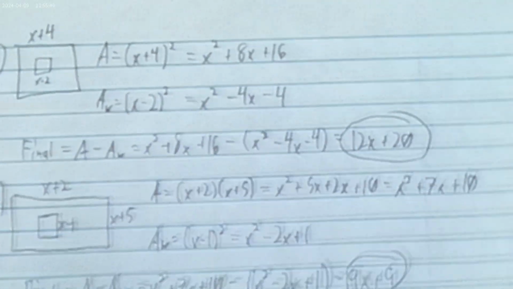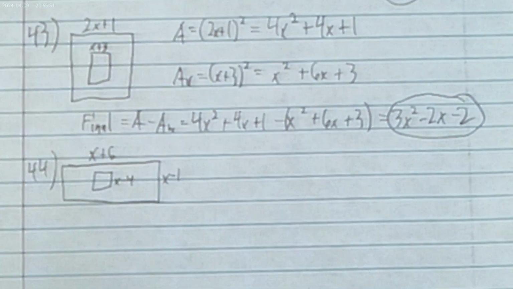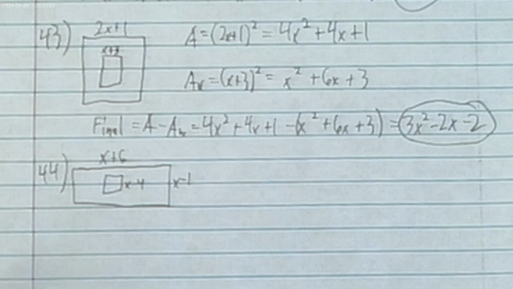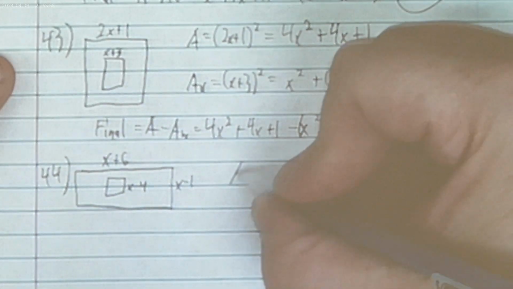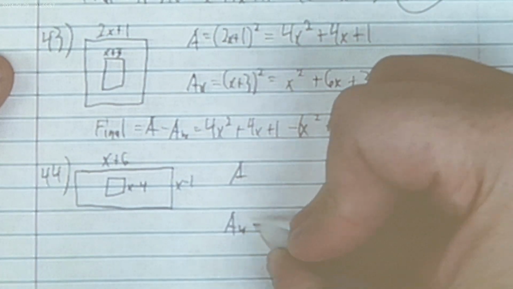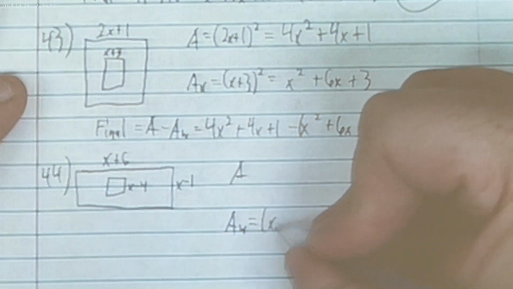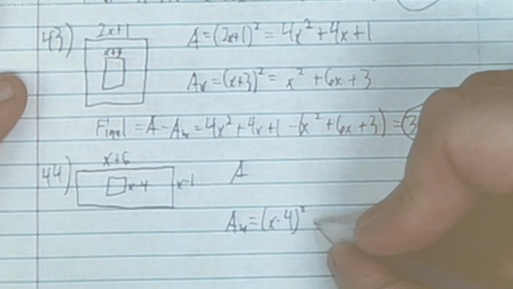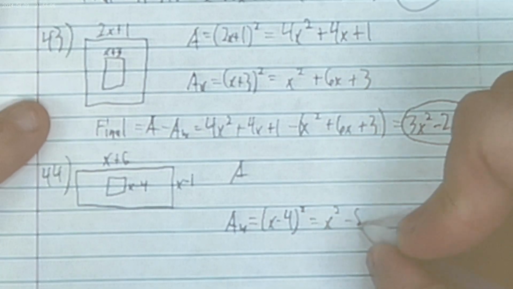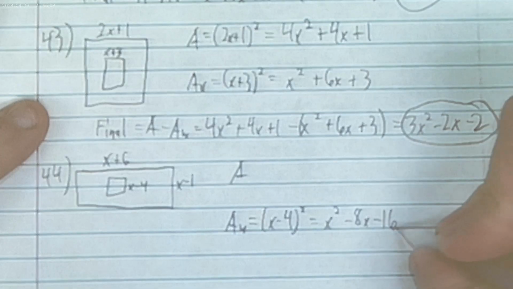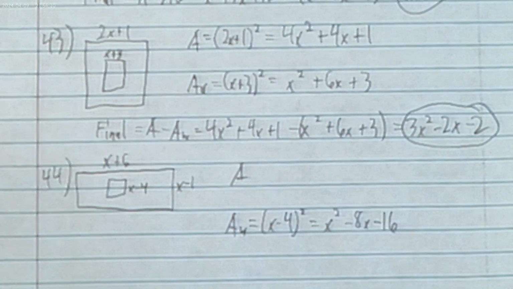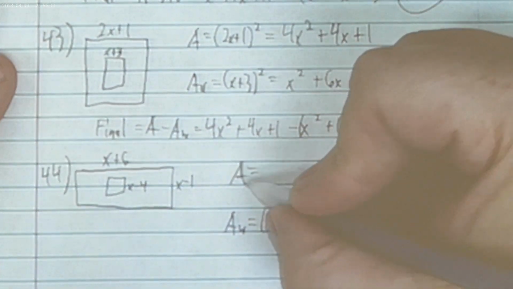Alrighty. So again, we've got these ones here. So I'll just go ahead and find the area of the white space. That is equal to x minus 4 squared, which is equal to x squared minus 8x plus 16. So there we go. That's the first area completely done.